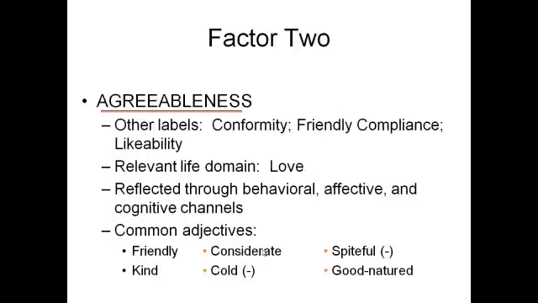Second factor is agreeableness. Agreeableness has been labeled, again, conformity, friendly compliance, likability. Someone who is nice would be high on the agreeableness factor. And again, the life domain that Peabody and Goldberg talk about would be love in this case. And look at those adjectives: friendly, considerate, kind, good-natured. But spiteful and cold would be on the low end of agreeableness.